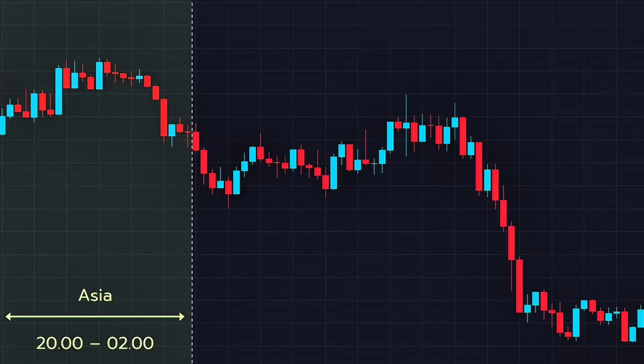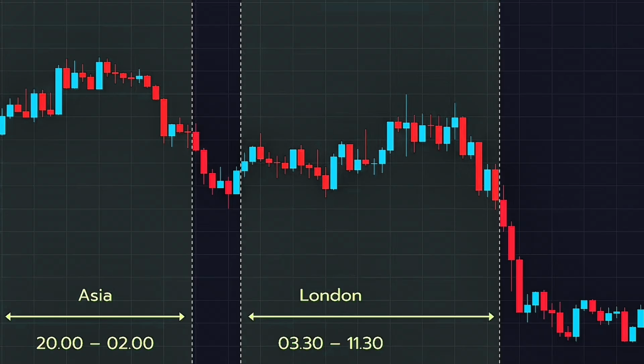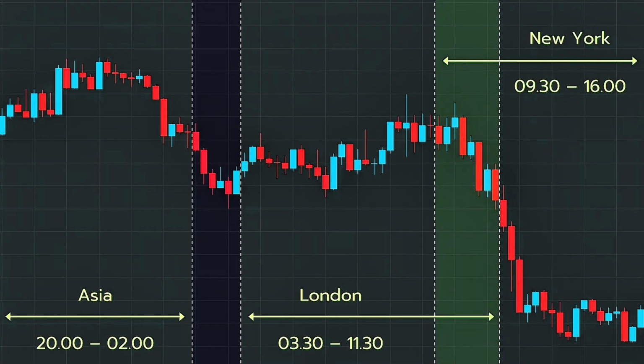The first period, from 8 p.m. to 2 a.m. in the US, is when the Asian market is open. The next period is London, the European market, in the late night to early morning of the US. And the last period is when the US market opens, from 9:30 a.m. to 4 p.m. If you look closely, you will find that the zones overlap. It is the last period before the London market closes and the first period when the US market opens.